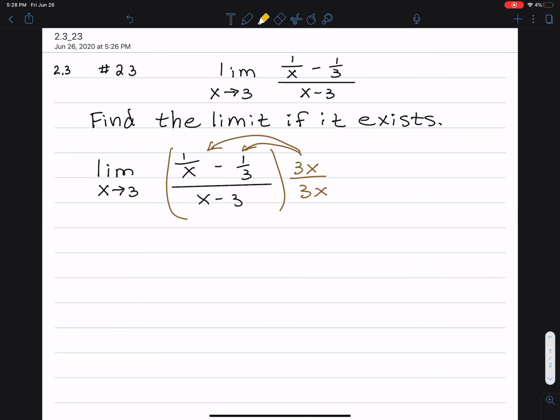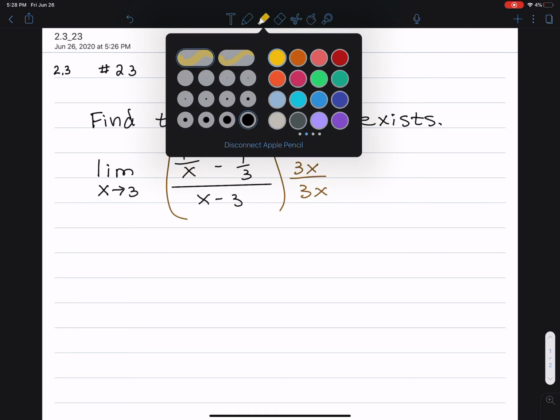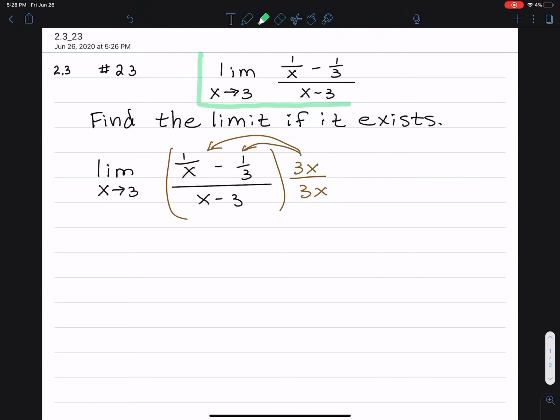So I wrote down this problem with a little bit of a mistake. Let's slow down and look at this. Okay, here's our problem. Notice if you put in 3 as direct substitution, you're going to have a 0 in the numerator, 1/3 minus 1/3, and 0 in the denominator. That's the form of this limit: 0 divided by 0 is undefined.